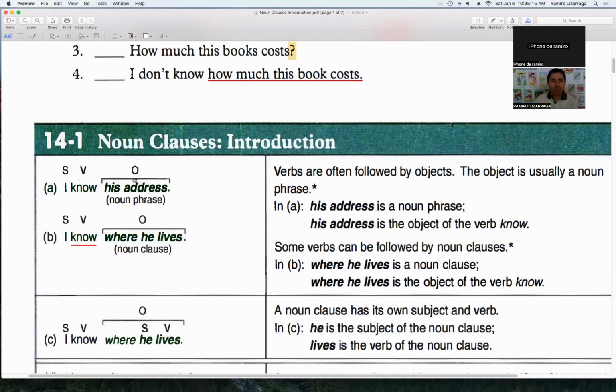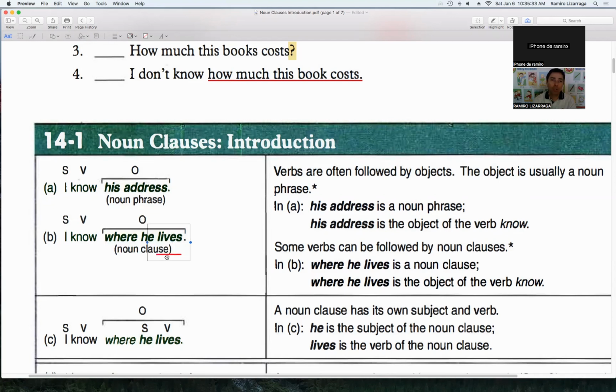Fíjense que aquí tenemos el objeto, his address, que es un noun phrase. Acá tenemos un noun clause, que también es el objeto. Entonces vean que tenemos dos cosas diferentes que estamos utilizando como objeto. Un noun phrase y a noun clause. Pero, entonces, ¿cómo lo distinguimos?